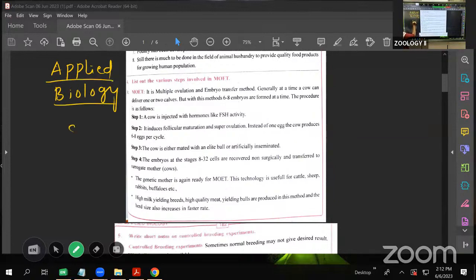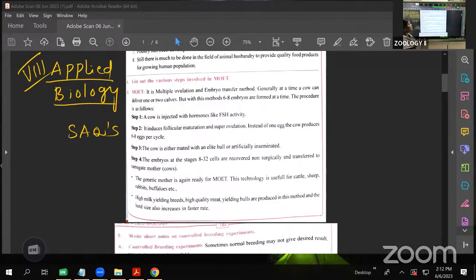Already we discussed evolution, and the SAQs we discussed in evolution. Two SAQs will be there. Only 5 to 6 are important, and out of those 5 to 6 you get 2 SAQs. That's why concentrate on that. Next is applied biology, the last lesson, 8th unit.